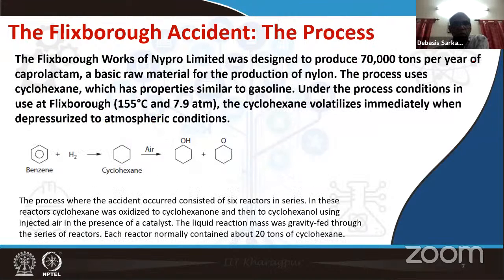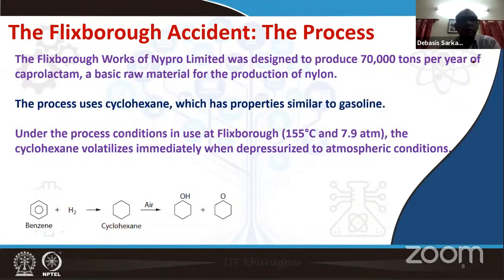Now let's look at the process in a little bit more detail. So what was the process? The Flixborough Works of Nypro Limited was designed to produce 70,000 tons per year of caprolactam. Caprolactam is a basic raw material used for the production of nylon 6. Now the cyclohexane used for the production of caprolactam is not a very easy material to handle. It has properties similar to gasoline. Its vapor, when mixed with air, will produce an explosive mixture.